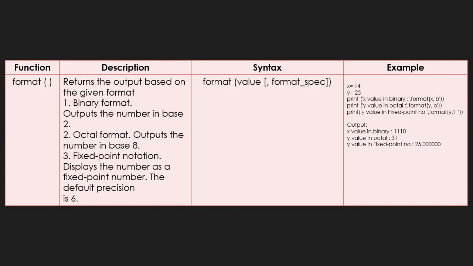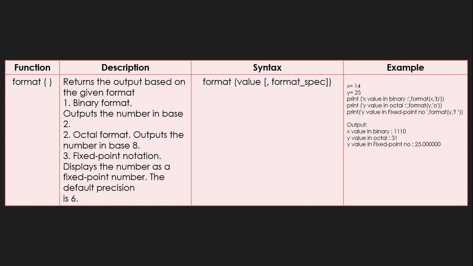Second one, you're going to convert the value of y into octal number, so it says o. The third one, you want the value in floating point or fixed point notation. Remember that the default precision of this floating point variable or fixed point variable is 6. That means you want 6 decimal digits after the decimal point.